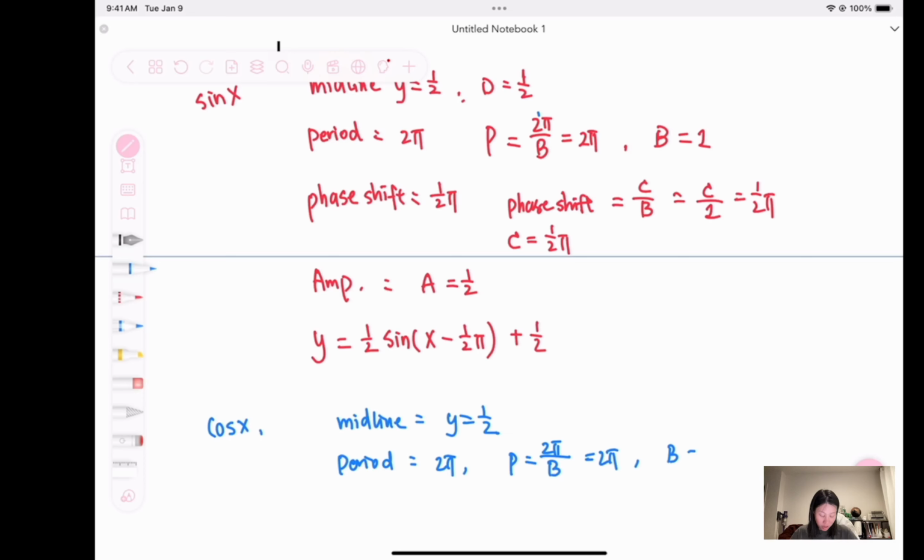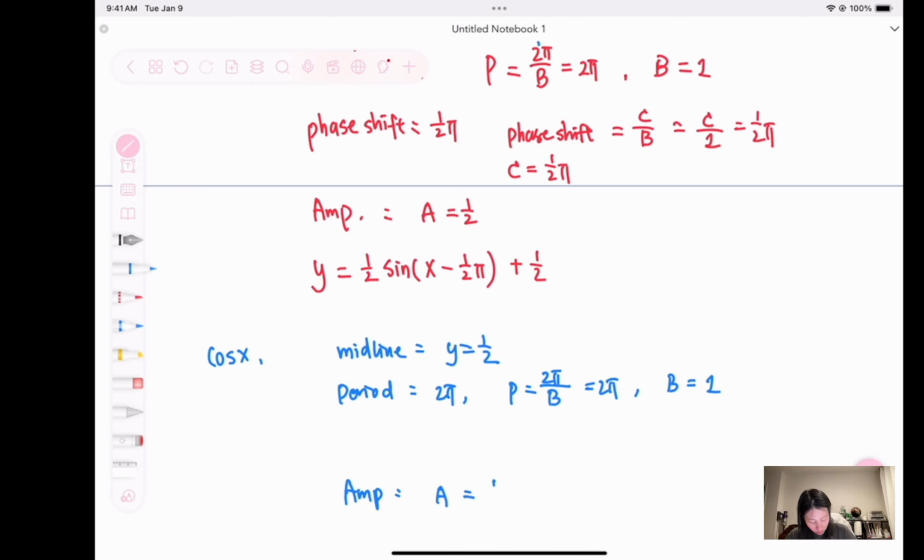Now, the phase shift, we discussed that later. The amplitude is the same, equal to 1/2. Now is the phase shift. The phase shift is C.